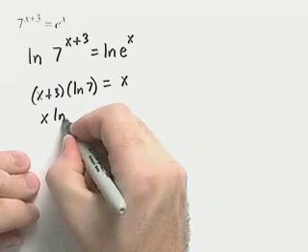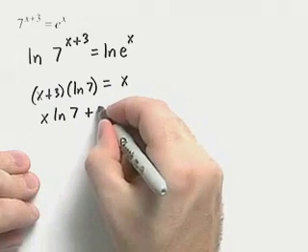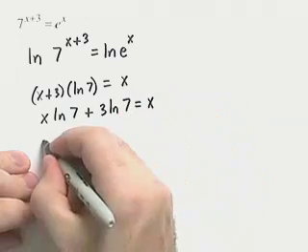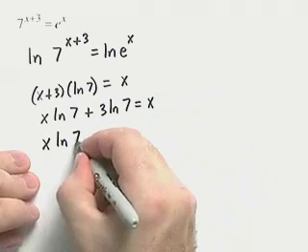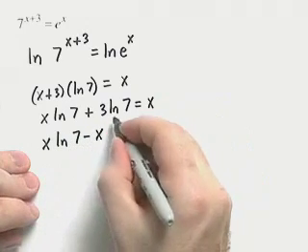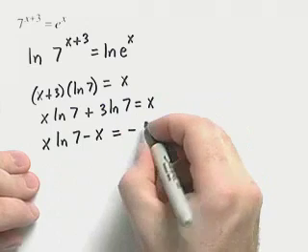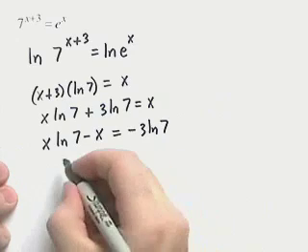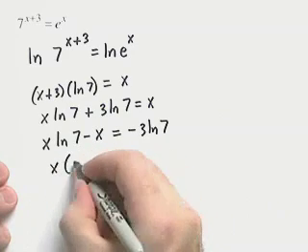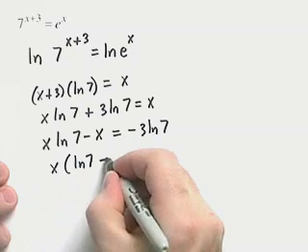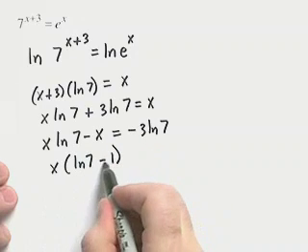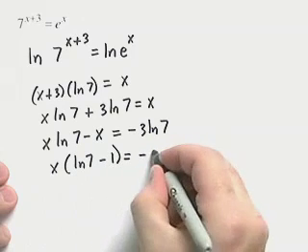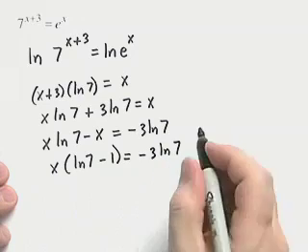Now we're going to try to isolate the x terms together, so we need to distribute. We'll get x times the natural log of 7 plus 3 times the natural log of 7 equals x. We're bringing this x over: x times the natural log of 7 minus x. And then we're going to bring 3 natural log of 7 to the other side, so we'll have minus 3 natural log of 7 on the right. Factor out an x. So we'll have x times the natural log of 7 minus 1. Note that it's not 7 minus 1, it's the natural log of 7 minus 1. So this is separate. Equals negative 3 times the natural log of 7.